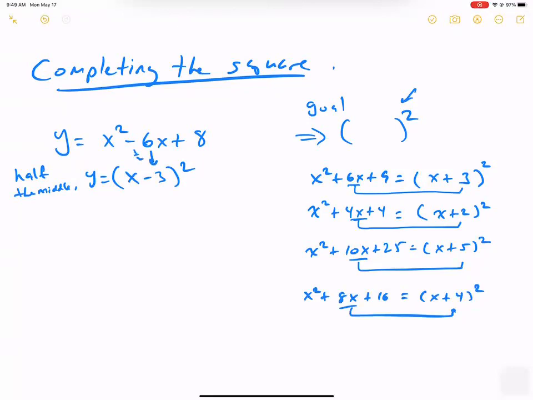Okay? Now, as I mentioned before, x minus 3 squared. Okay, I did the plus version here. What is 3 times 3? What should 3 times 3 have been?